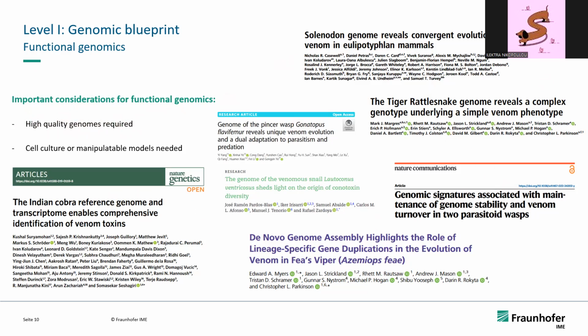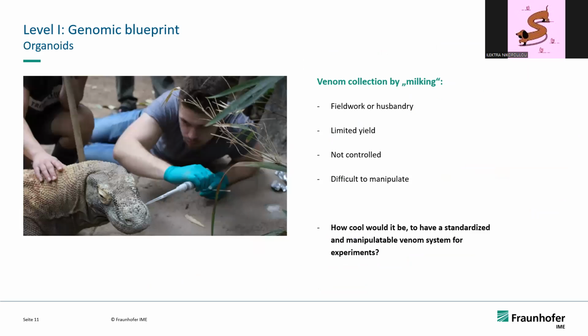But there's a second requirement we need to have in mind, and that is we need to have the ability to keep the whole thing in cell culture. So we need to have cell cultures, or at least manipulatable models to really employ the functional genomics. And this is where the whole thing becomes a bit messy and difficult, or at least it used to be that.